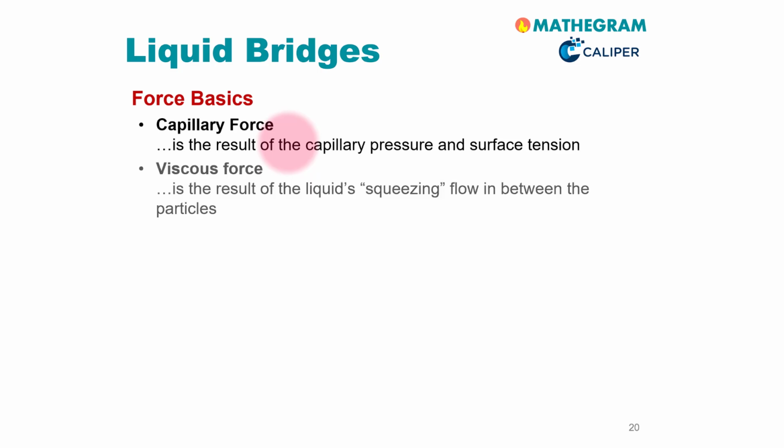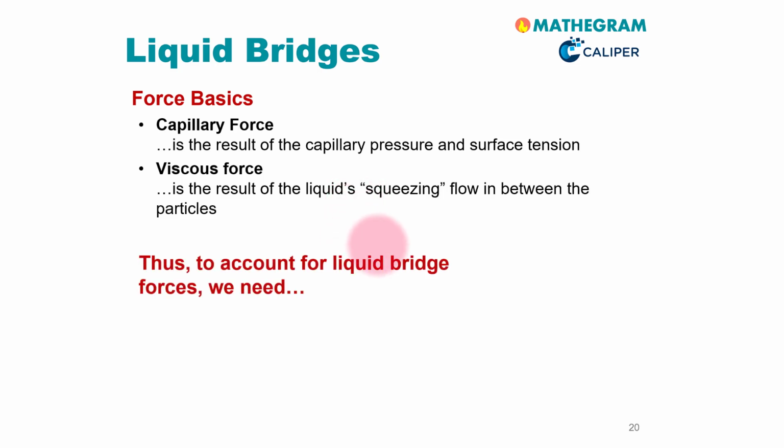Thus, we have to also take into account forces due to the flow of liquid. And these are typically called liquid bridge viscous forces or just viscous forces. These forces result out of the relative motion between the two particles and the squeezing flow of the liquid in the bridge. To sum up, we have to account for three phenomena if we want to model liquid bridge forces.